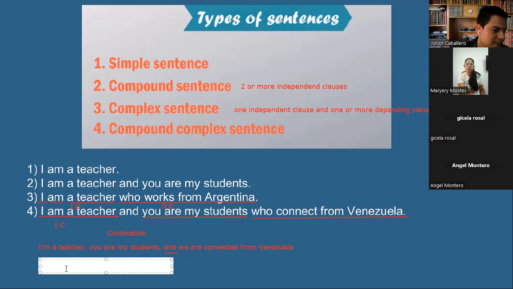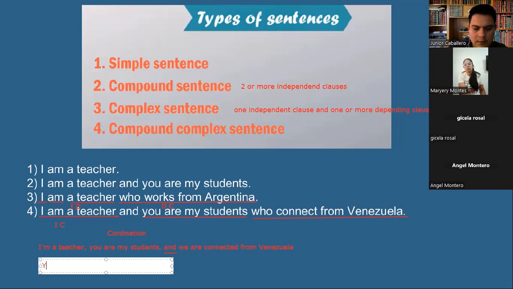No todos a la vez. It's a little bit difficult. I don't know. I'm not sure. I can say, I am a teacher, you are my student. That is the sample, right? But the last, and we are connected from Venezuela, I don't know what to say. I don't know how to change that. Okay. I'm going to do this and you will see how it is.